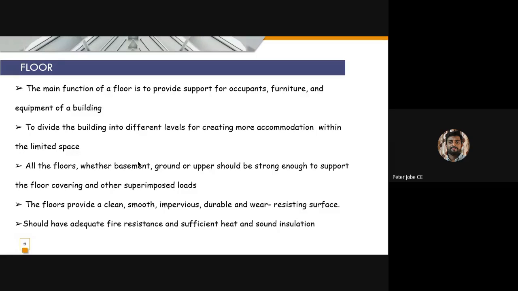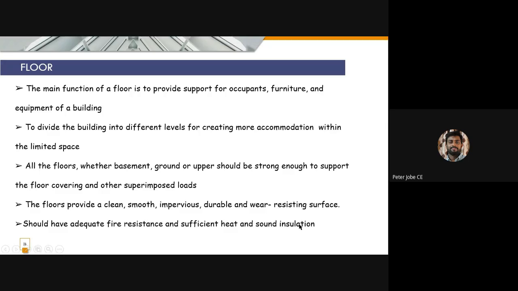And next, the main function of a floor is to provide support for occupants, furniture, and equipment, and to divide the building into different levels for creating more accommodation within the limited space. All the floors, whether basement, ground, or upper, should be strong enough to support the floor covering and other superimposed loads. The floors provide a clean, smooth, impervious, durable, wear-resisting surface with adequate fire resistance, sufficient heat, and sound insulation.